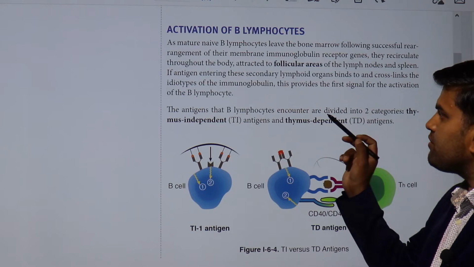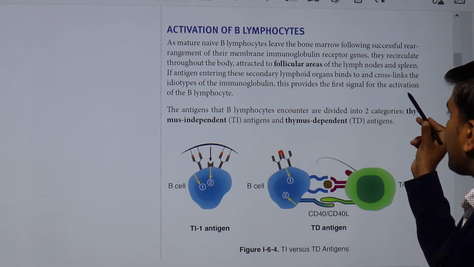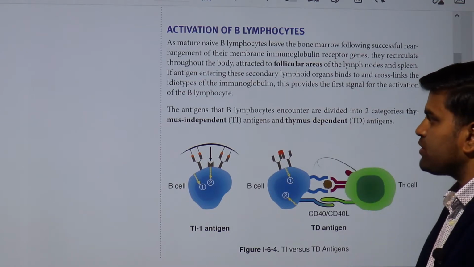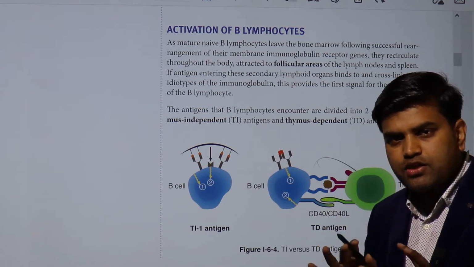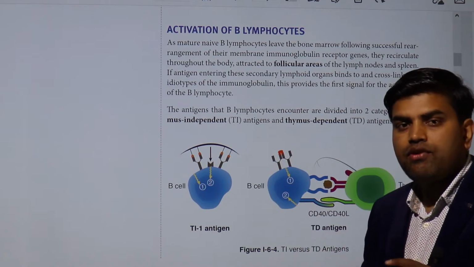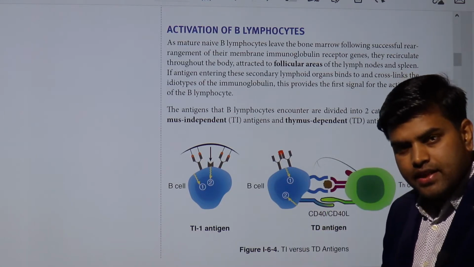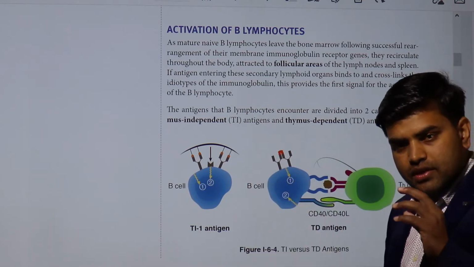If antigen entering the secondary lymphoid organ, that is the lymph node and spleen, binds to and cross-links the isotypes of the immunoglobulin, this provides the first signal for the activation of the B lymphocyte. You have to understand that the B lymphocyte is actually activated in two forms. One, the B cell is itself an antigen presenting cell. Since it is itself an antigen presenting cell, it can directly bind to the antigen.